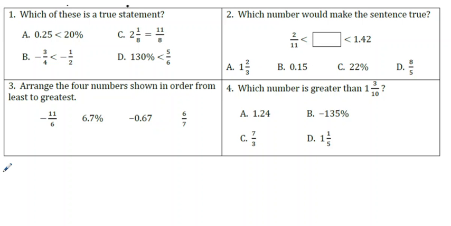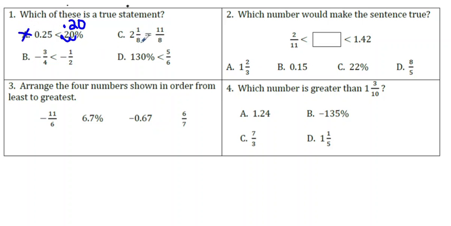Okay. Now that we are back, hopefully you guys are all done. Number 1, it says which of these is a true statement? So again, you're just comparing rational numbers. If you look at these two, you have 0.25 and you have 20%. Remember, just move the decimal point 2 spaces to the left, so 1, 2. So what's bigger, 25 cents or 20 cents? 25 cents is bigger, so this one is not true.